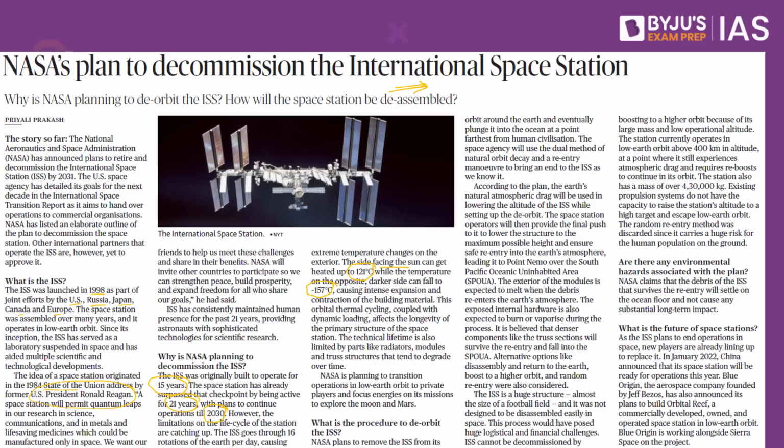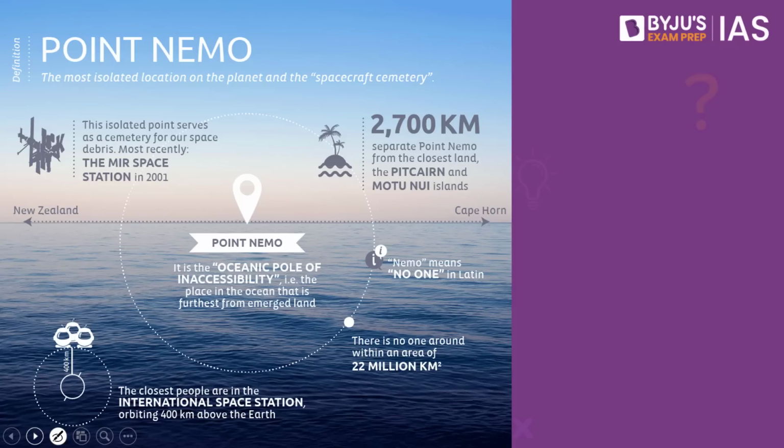So what is the action plan? NASA plans to remove the International Space Station from the orbit surrounding the Earth, and eventually it is planning to plunge it into the ocean, at a place called Point Nemo. This Point Nemo is present over an uninhabited area of the South Pacific Ocean.